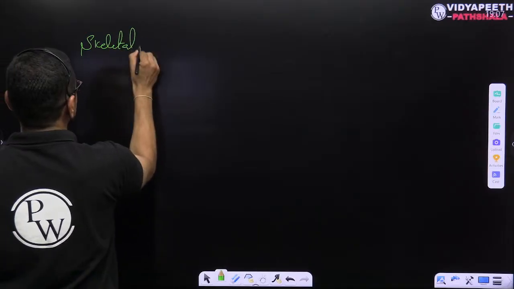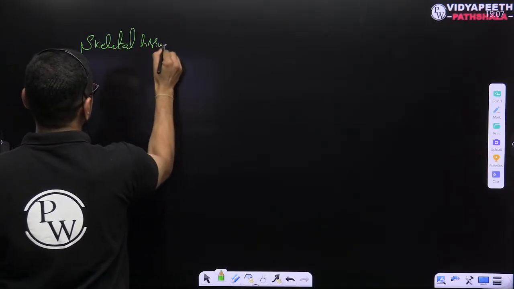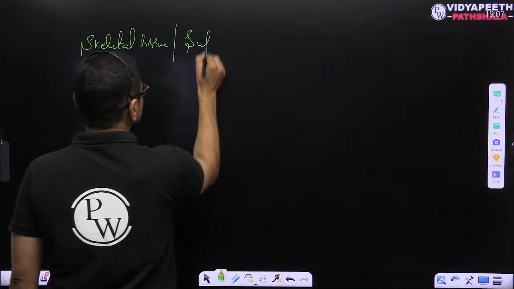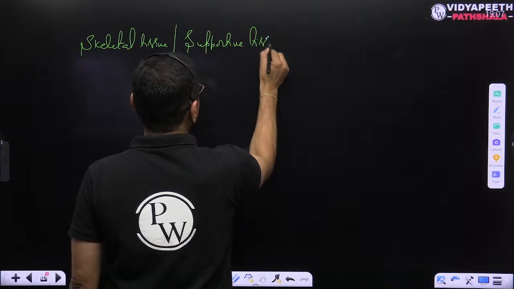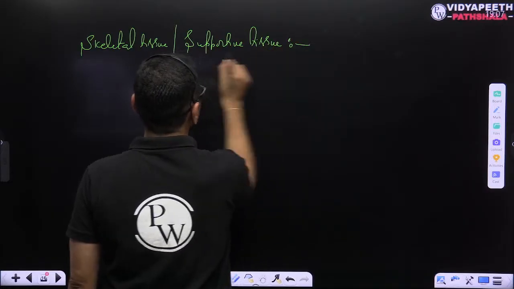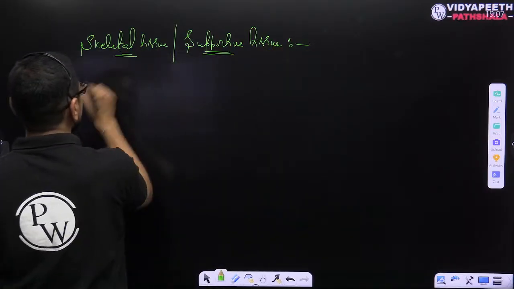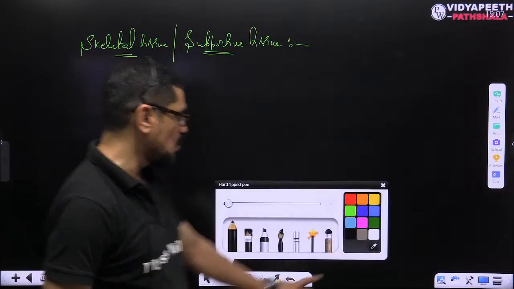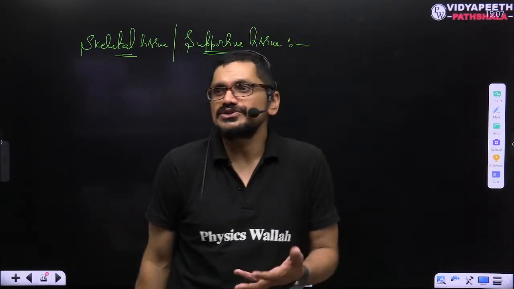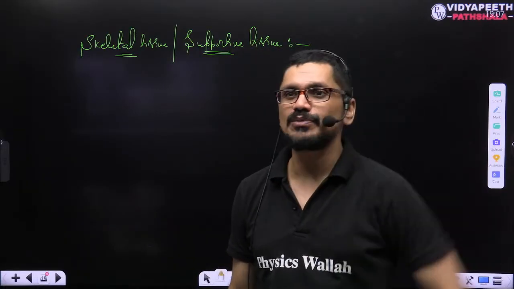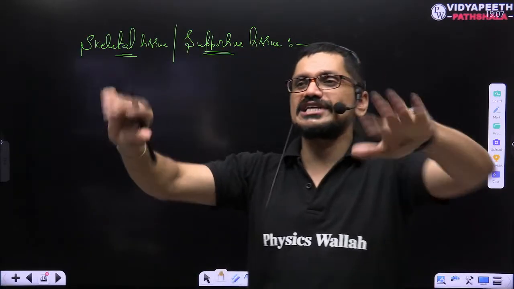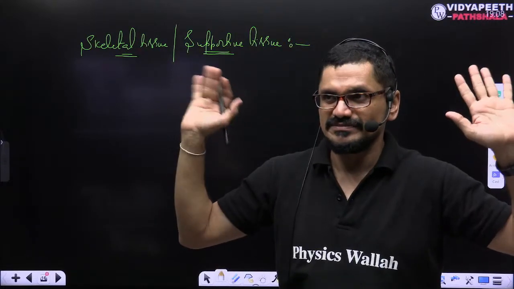Skeletal connective tissue, and the skeletal tissue is also called supportive tissue. Why has the name been given so? Because it gives support. That is the reason why it is called supportive tissue. Come on, tell me, what are the structures which will give support to your body?